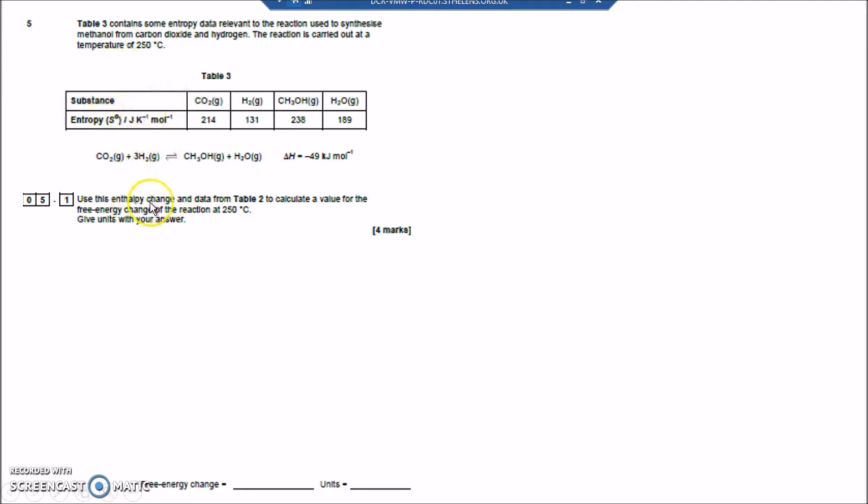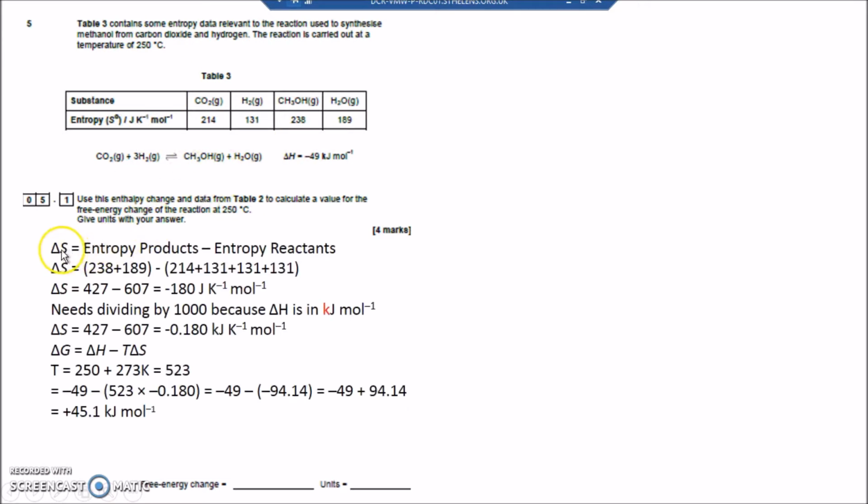Question 5 is about entropy. So delta S, or entropy, is the entropy of the products, the things on the right hand side, take away the entropy of the reactants on the left hand side. So you need to work out the entropy of the right hand side, which is 238 add water 189, and then take away the entropy of the reactants, which is 214, and I've got 3 moles of H2, so it's 3 lots of 131, so it's 427, take away 607, minus 180, and it's in the units of entropy here, joules per Kelvin per mole. Okay, so that's my entropy there.